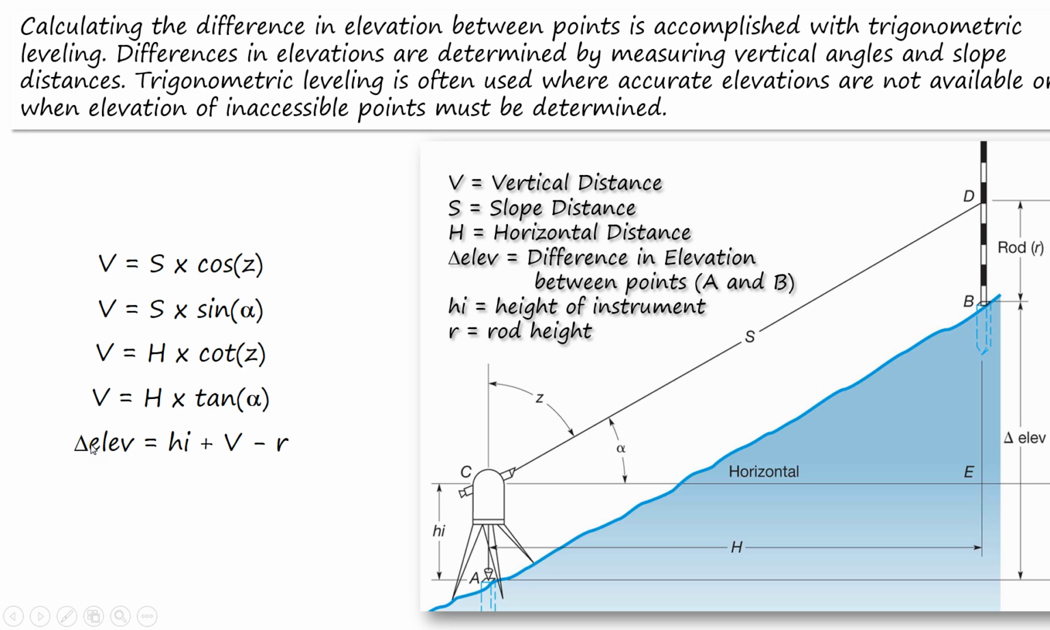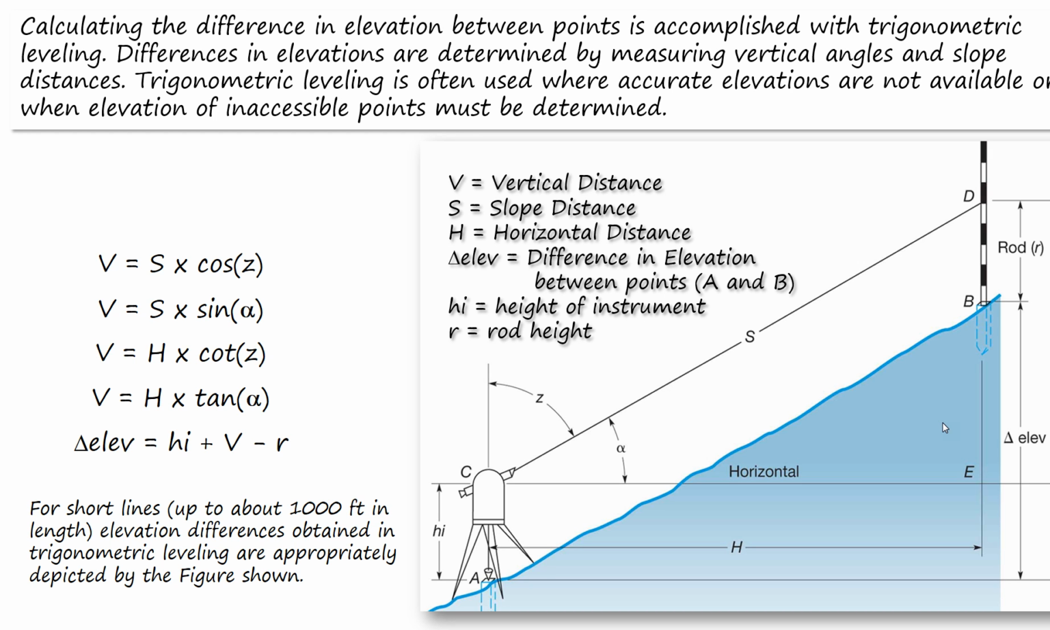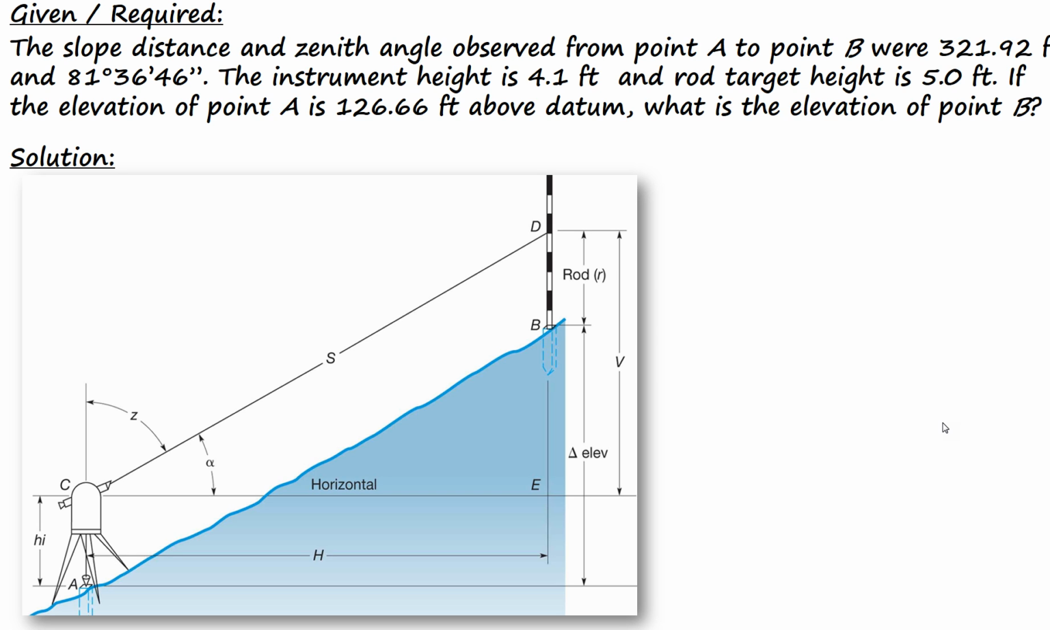And when we go to solve for the change in elevation between point A and point B, we're going to use the instrument height at point A plus the vertical distance minus the rod height. All right? So those are our equations. Now, for short distances up to about 1,000 feet in length, elevation differences obtained in trigonometric leveling are appropriately depicted by this figure. However, for longer distances, we'll actually have to take into account curvature and refraction. That'll be discussed later. So here's an example.